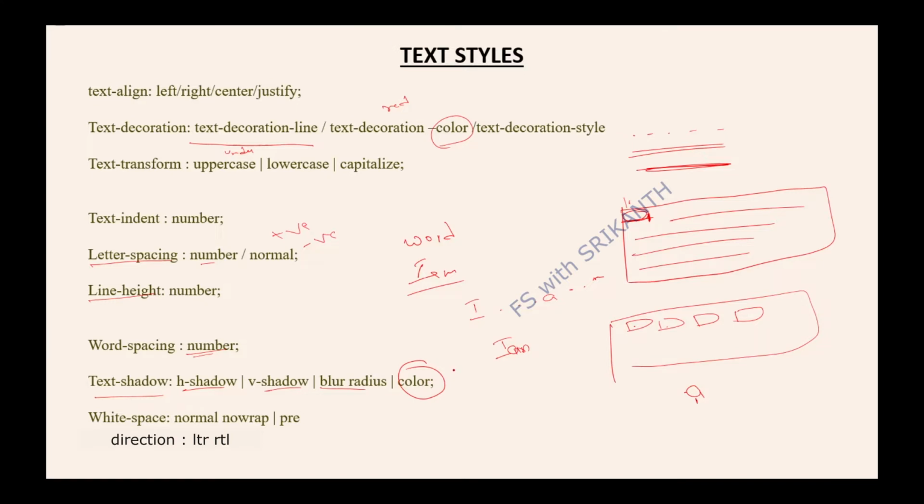The next one is white space. The white space property is used to wrap the text in a paragraph. That is, whenever a line of a paragraph is completed, it indicates whether the text has to be wrapped to the next line. Means very simple. This is a paragraph.